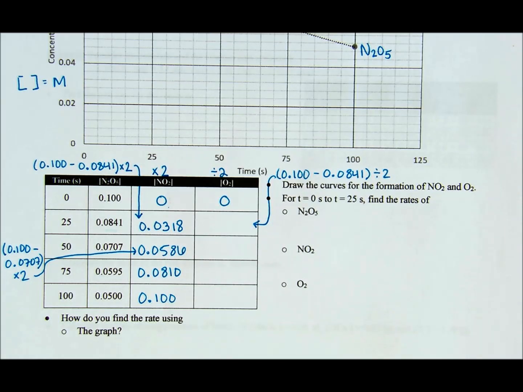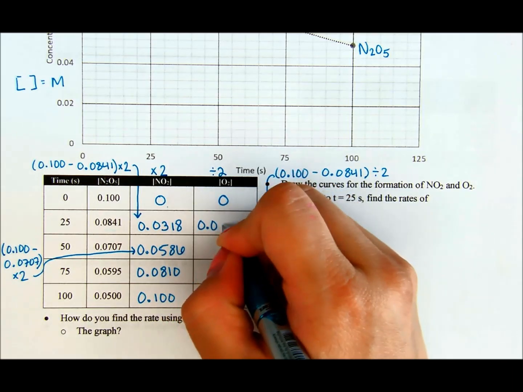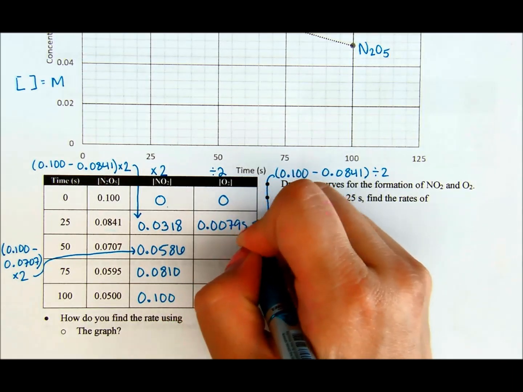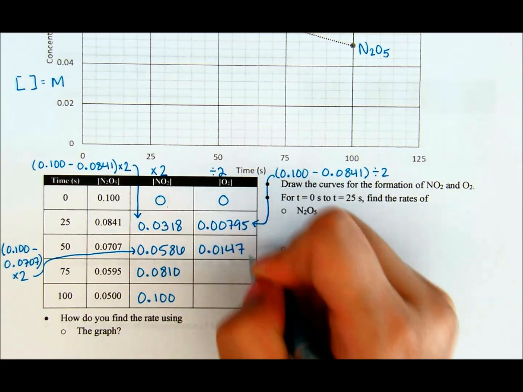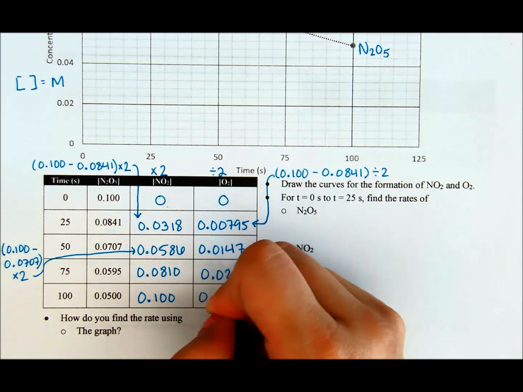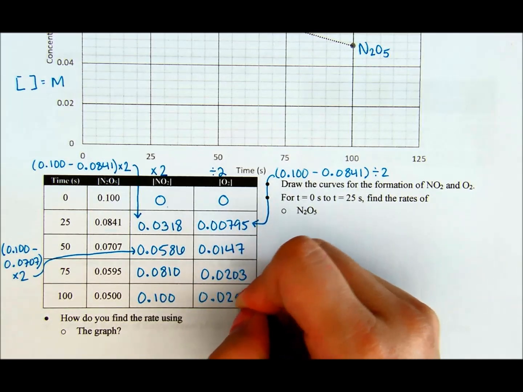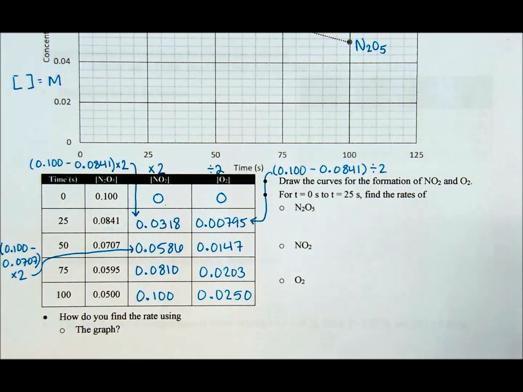Okay, so your numbers should be 0.0841, 0.00795, 0.0147, 0.0203, 0.0250. So make sure that you get the correct numbers.